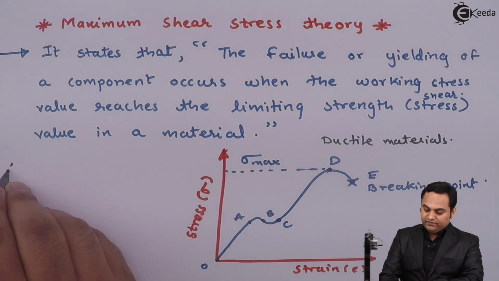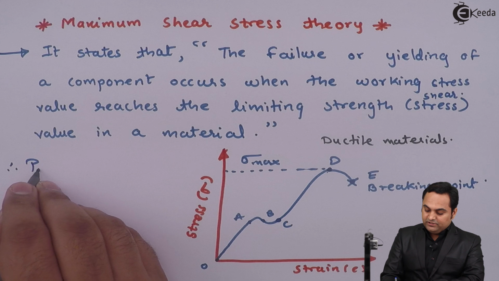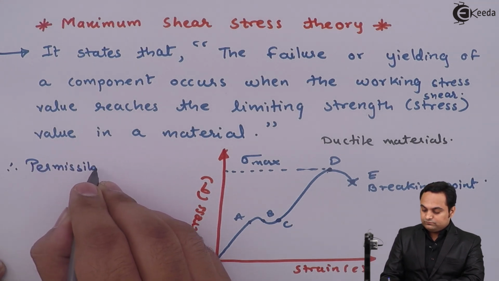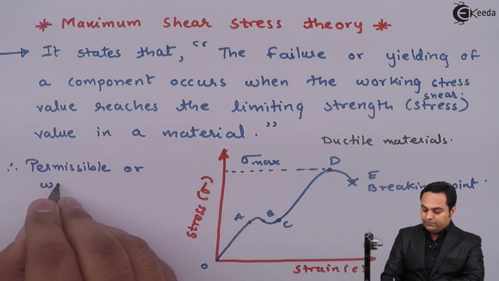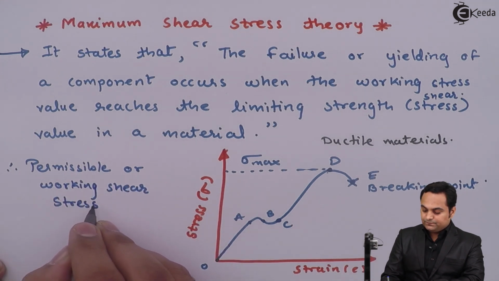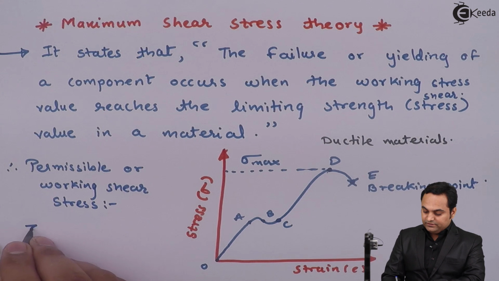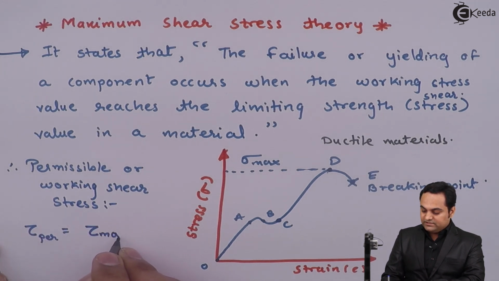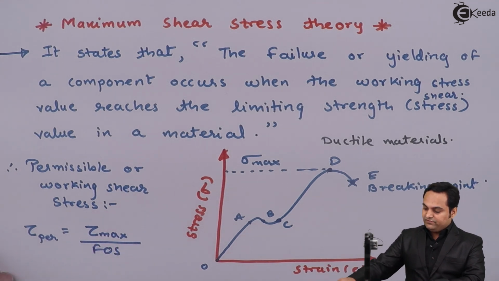So therefore we can say that the permissible or working shear stress will be given by tau permissible is equal to tau max, that is the maximum shear stress, divided by FOS, that is factor of safety.